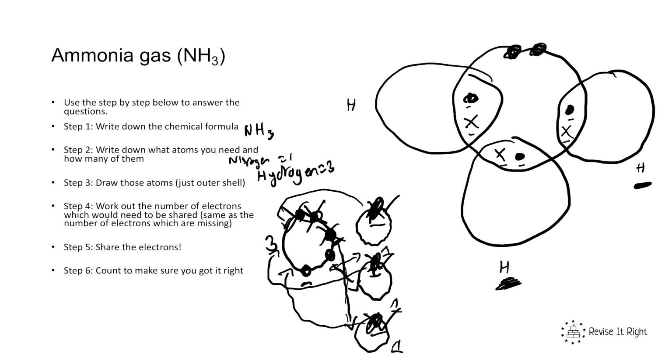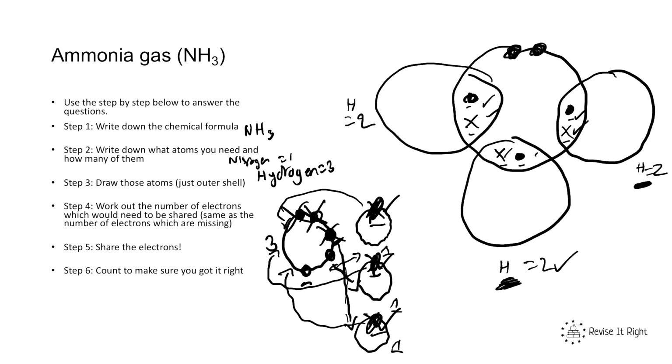We need 2 to give it a full outer shell. 1, 2, that's correct. This one here, again, it needs 2 to get a full outer shell. 1, 2, that's correct. This hydrogen here, 2 to get an outer shell. 1, 2, and that is correct.